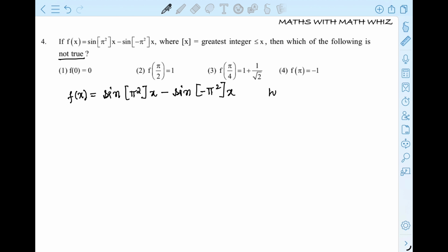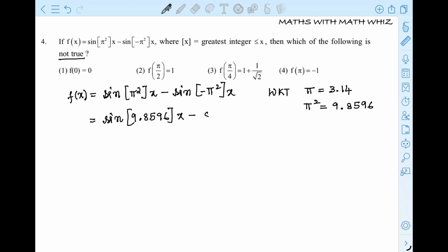We know that the value of pi is 3.14. Therefore, the value of pi square will be 9.8596. Now let us substitute back here. Sine of 9.8596 minus sine of minus 9.8596.